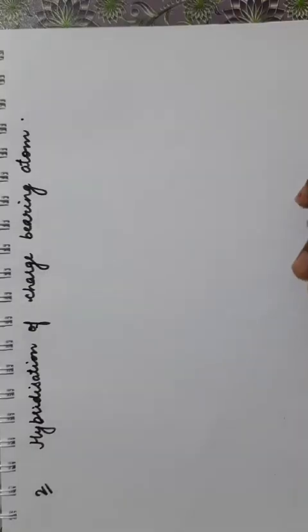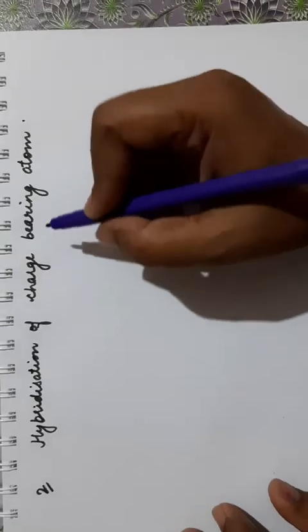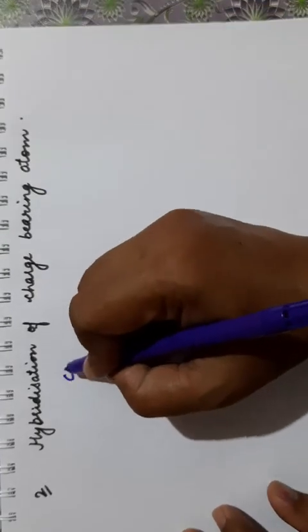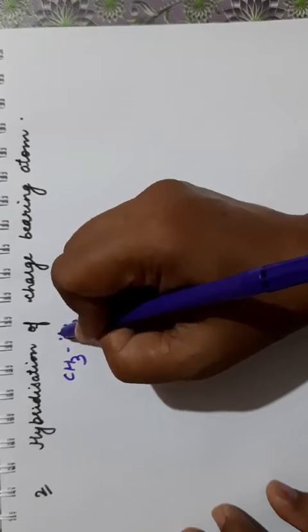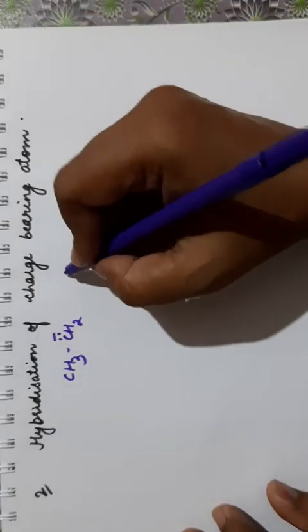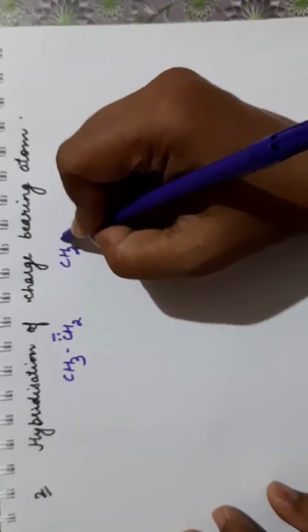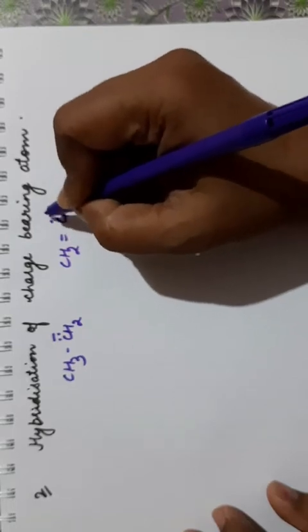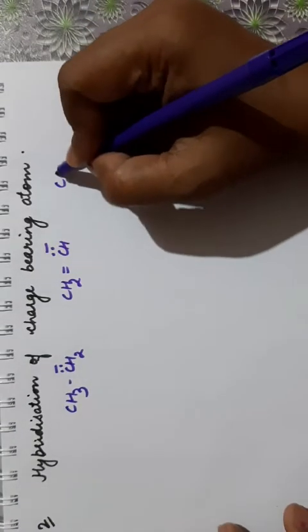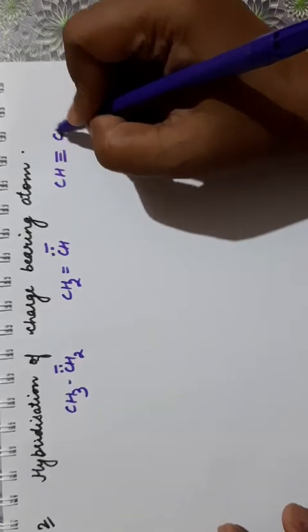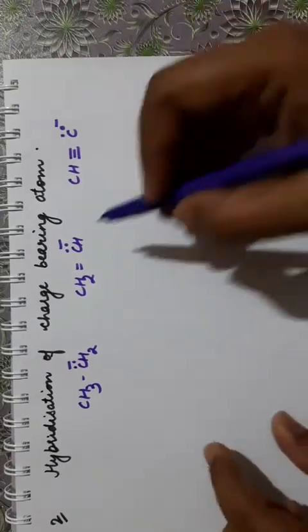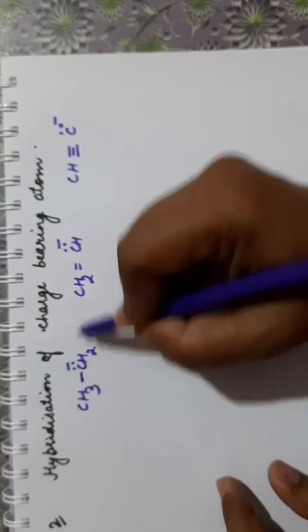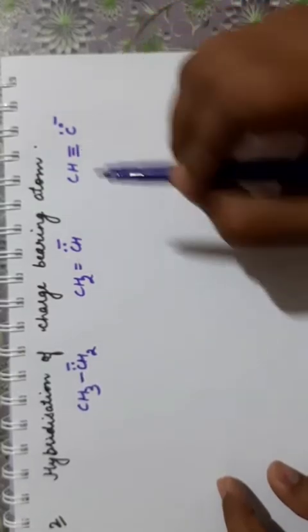Second factor which affects the stability is hybridization of the charge bearing atom. We will take an example here, then we will discuss what it means. We have ethyl carbanion, then we will take CH2 double bond CH minus, then CH triple bond C minus. Now what is the difference in these three structures? One, this carbon is single bonded, this is double bonded, this is triple bonded.